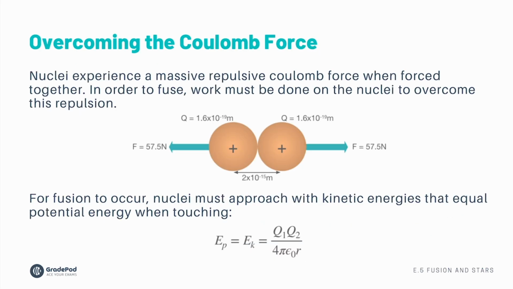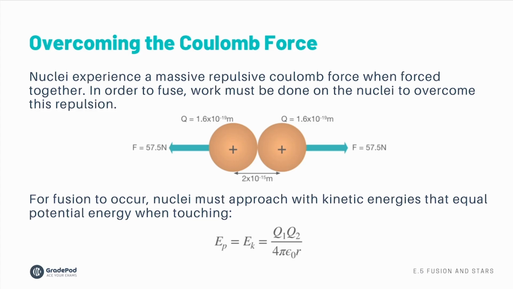Obviously, there's a problem when you try and push two nuclei together. The problem is that both of those nuclei are positive. That means there will be a huge, massive, repulsive Coulomb force, and that needs to be overcome. In order for fusion to work, work must be done on those nuclei to overcome that massive repulsion.